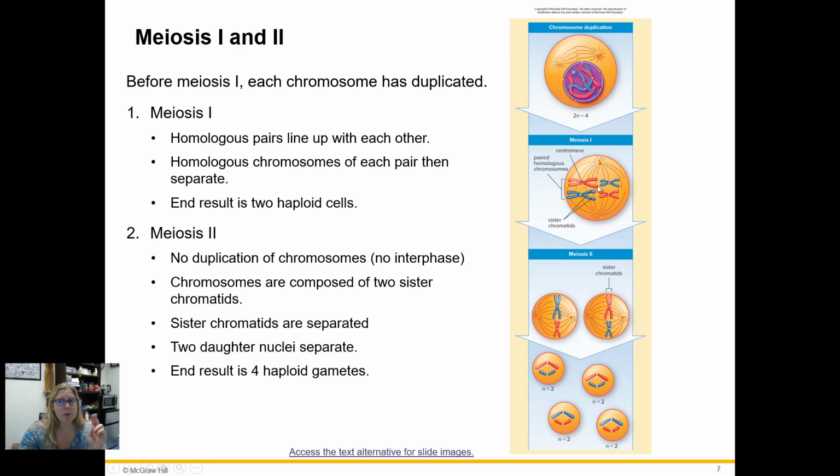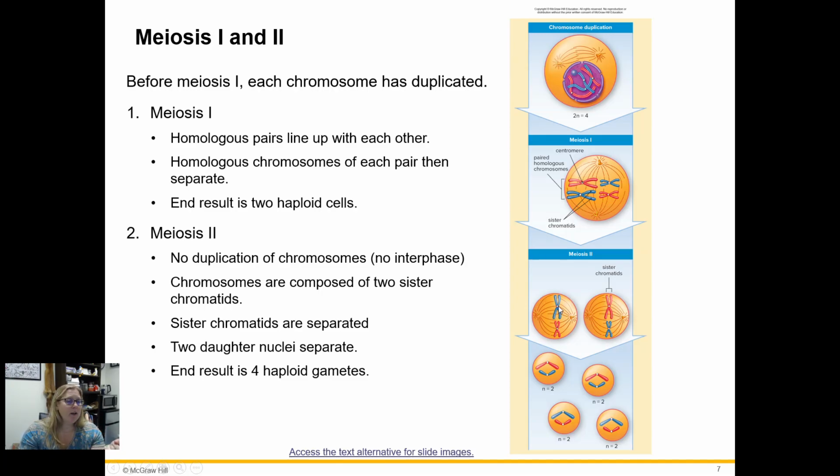So our cell is diploid. In this case, we have 4 chromosomes. Those homologous pairs have found their match, right? Their similar length, shape, centromere position. And then they are pulled apart into separate poles. And so our new cells will have 1 copy of each chromosome, okay? That is what makes them haploid.